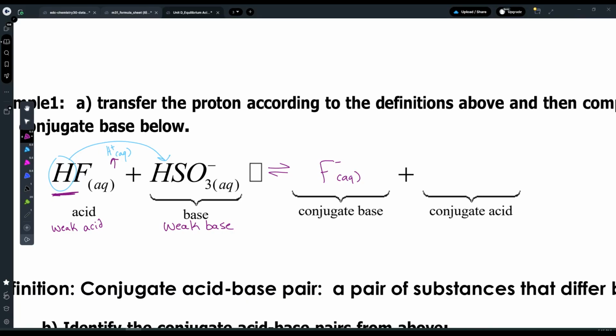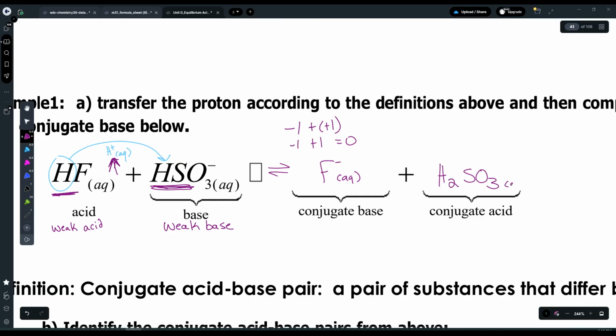For our other product, we're taking our base, and because we have that one hydrogen that moved in with it, we're going to take this formula and have an additional hydrogen in it. So I'm going to go H2SO3. Now with the charge, we started out with a -1 charge, and we gained that 1+ charge from hydrogen. So that's -1 plus 1, well, that's going to equal 0. So this is why this has a neutral charge. And then I'm going to put the state here. There we go.